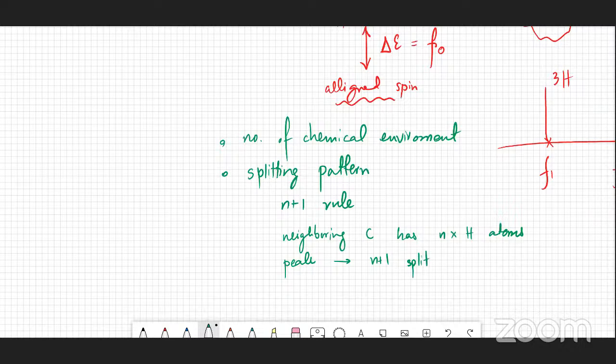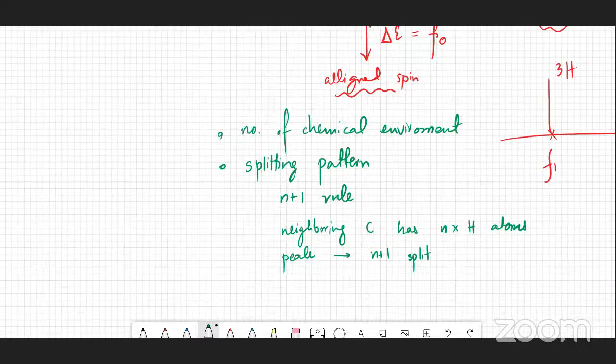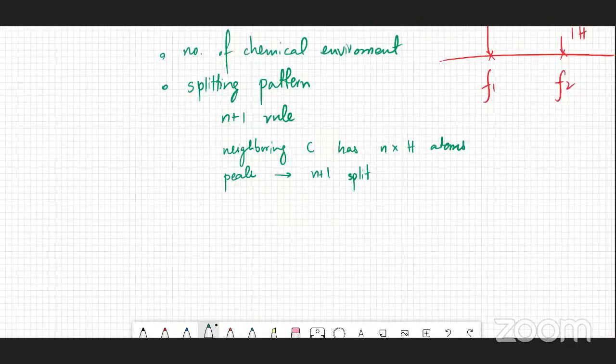So if the neighboring carbon has one hydrogen, it's going to be a doublet peak. If the neighboring carbon atom has no hydrogen, it's going to be a singlet. If the neighboring carbon has 4 hydrogens, it's going to be... I'm just going to explain this quickly using an actual molecule. Okay, let's say I have this molecule.